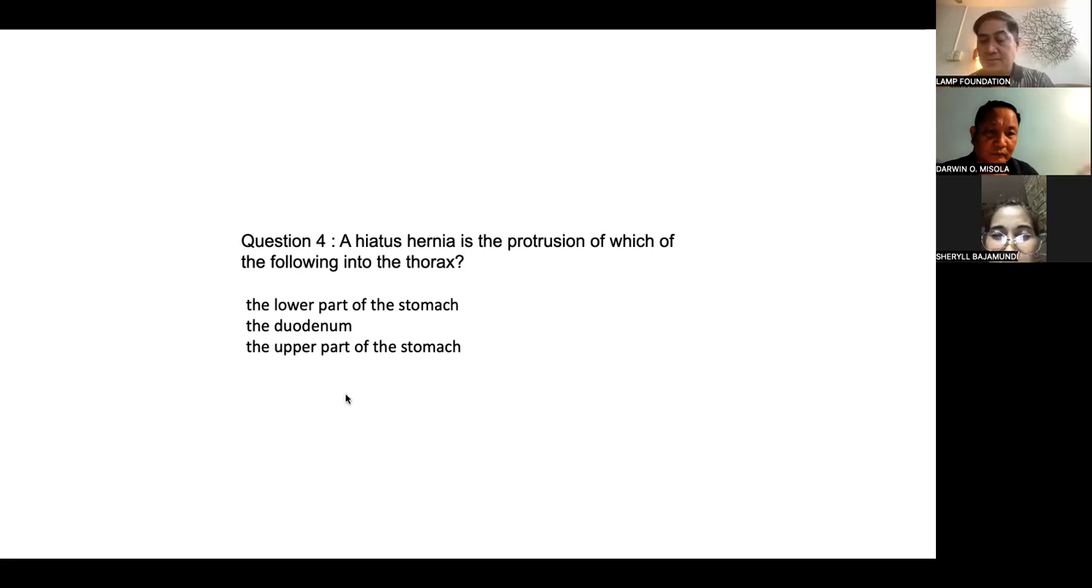Are you sure of your answer? Hiatus hernia. Maybe the upper part. The upper part of the stomach. Hiatus, it's into the diaphragm. So upper part, not the lower part, because it is still the chest cavity. Going up, into the thorax. The upper part. Okay, upper part.